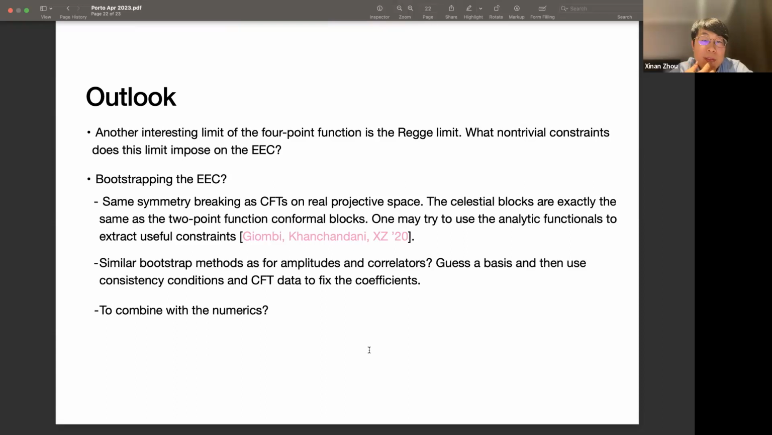I think there are many interesting things which can be done in the future. So here the back-to-back limit is related to the double light cone limit of the 4-point function. But there are also other interesting limits of the 4-point correlator. An interesting limit is the ridge limit. So it might be interesting to understand how this ridge limit is mapped to the EEC, and to know what kind of non-trivial constraints the 4-point function ridge limit imposes on the energy correlator.